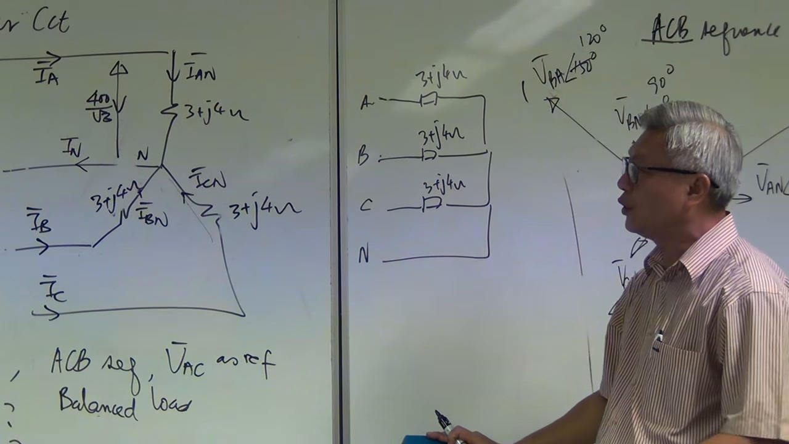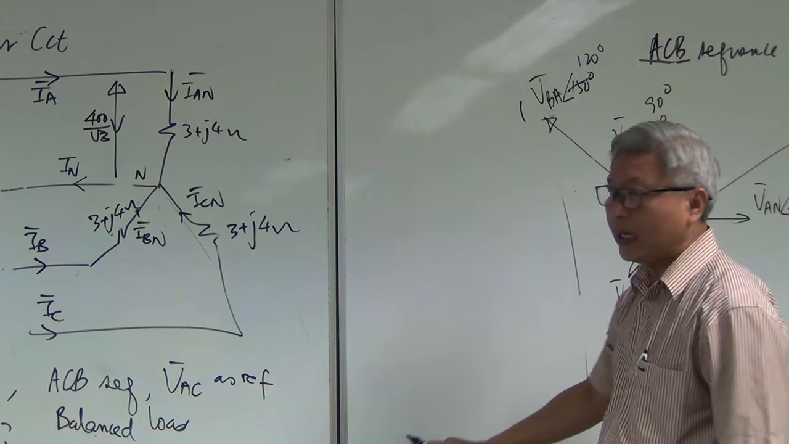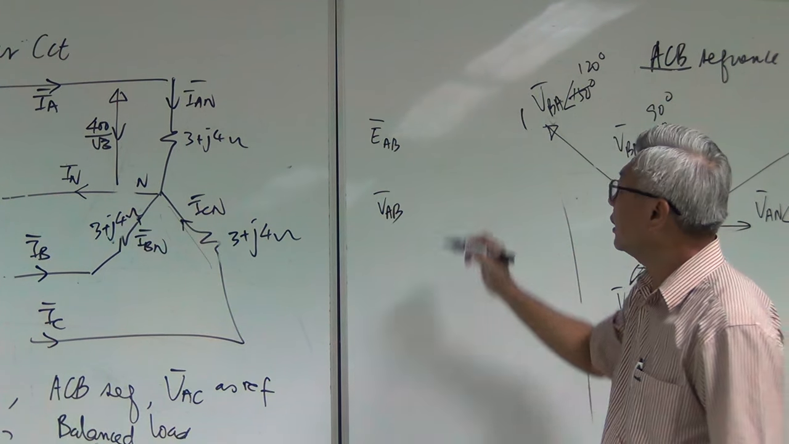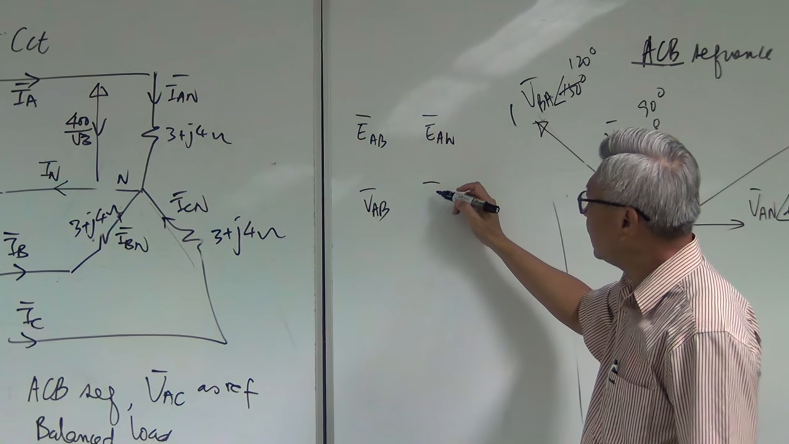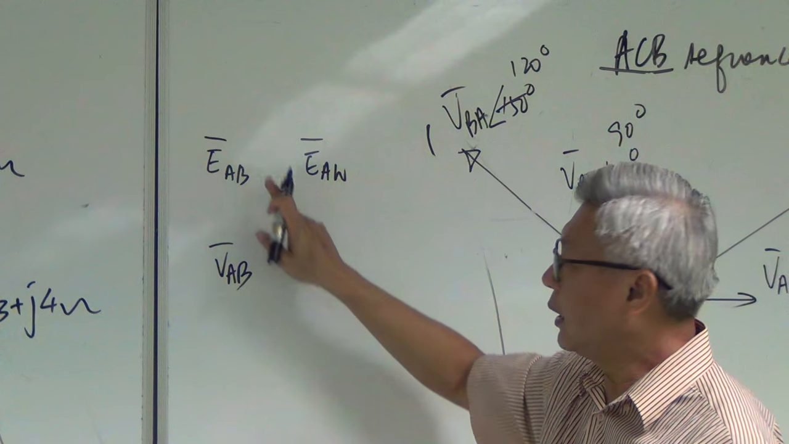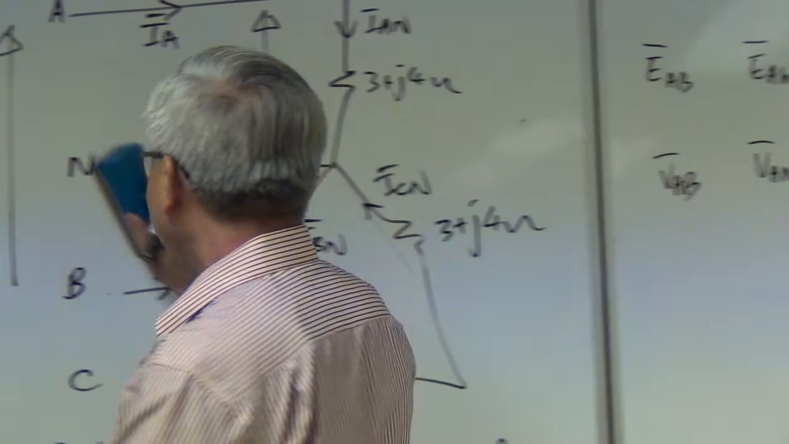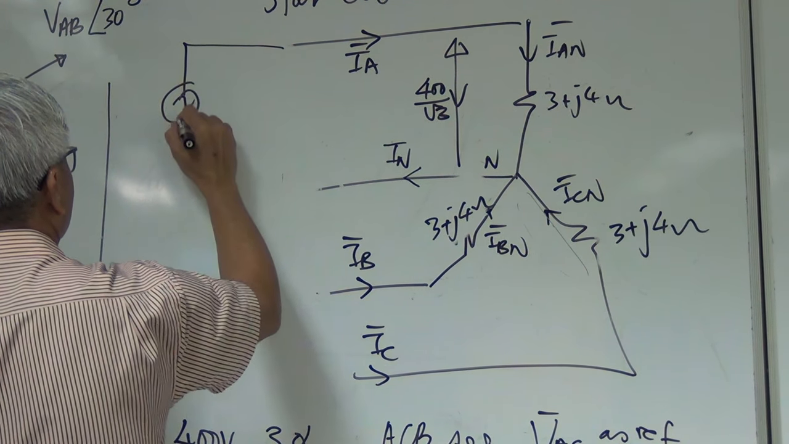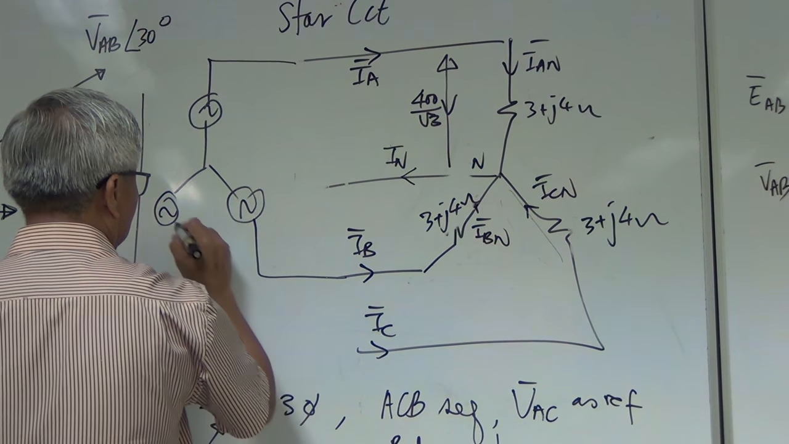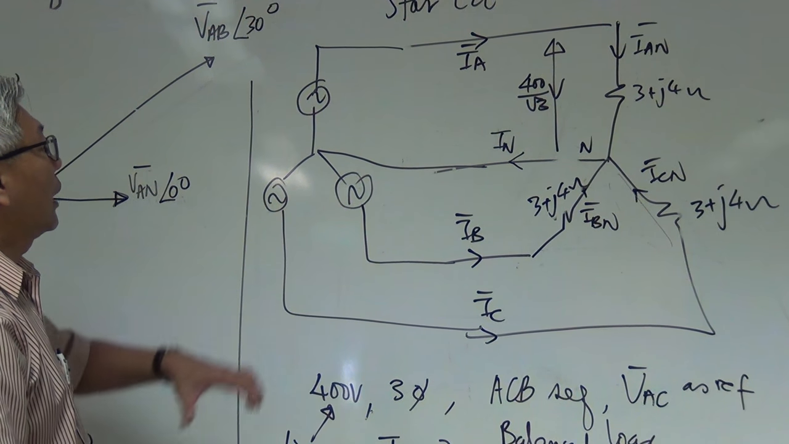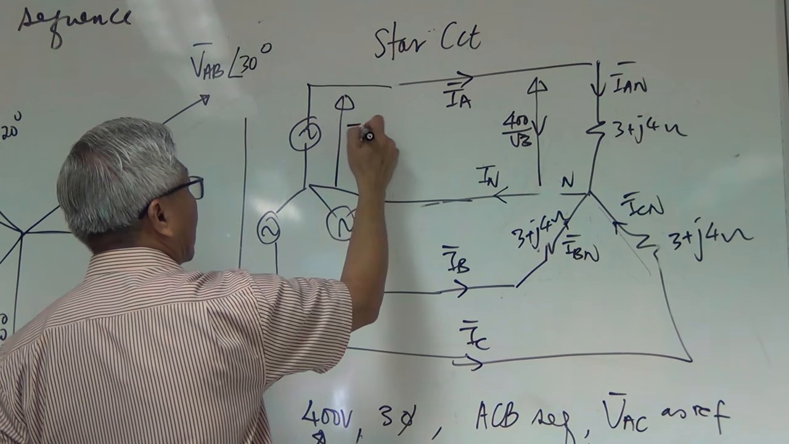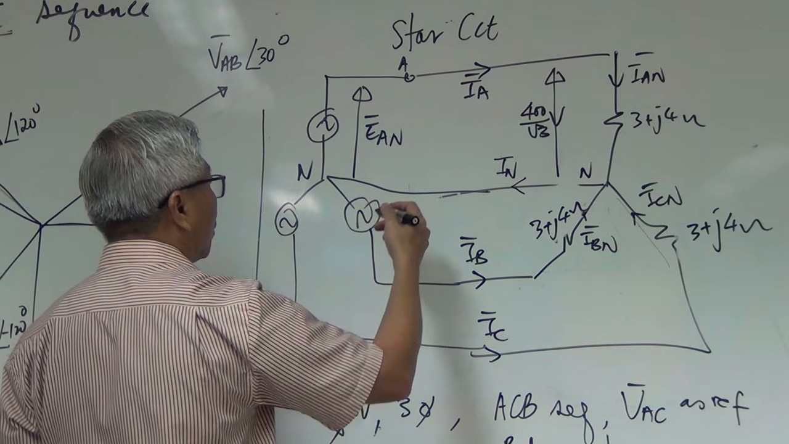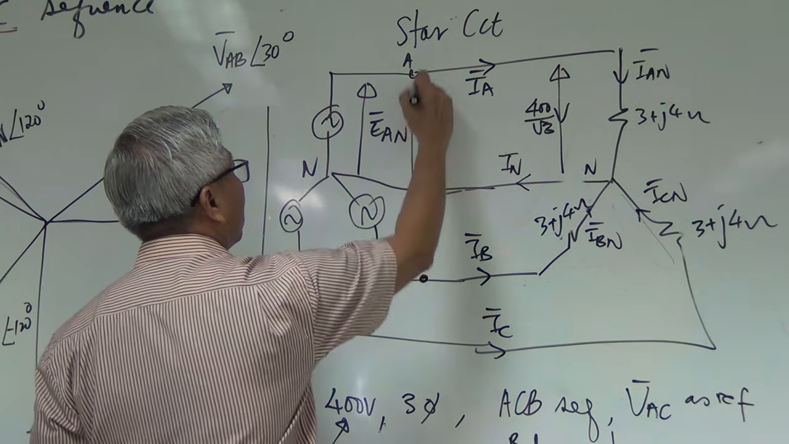Another thing that students often confuse is the terminology of the capital E and the small V. Basically this means capital E is the source and small V is the load. Because in this question I only drew you the load, if I were to draw you the source, this will be the source. If I call this voltage the source, I'll use capital E, EAN, in this case A, here's my N. And between A and B, here will be capital EAB.